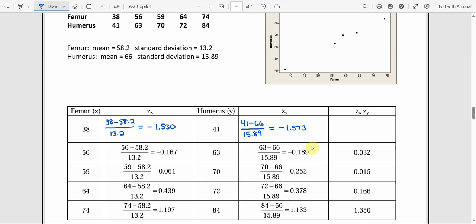And this is by far the largest product of z-scores that we're going to get because these two are pretty far away from the zero. You get about 2.5, I would think, maybe a little less. Yeah, 2.407. That makes sense. That checks out.